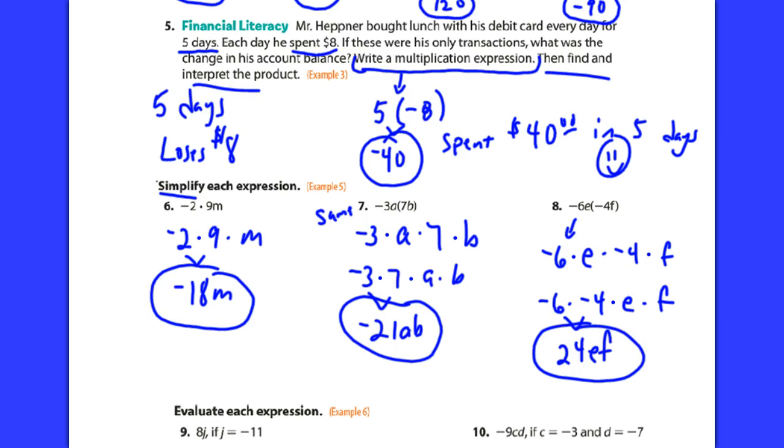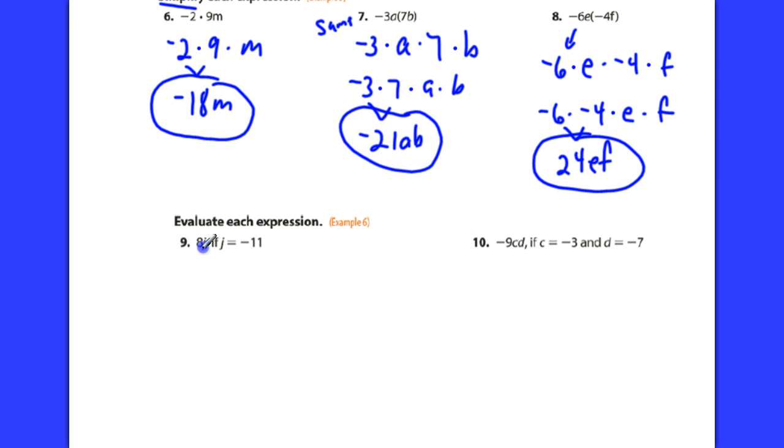We're almost done with this video. Hope you're keeping up. Let's look down at number 9. Number 9, it says evaluate each expression. Okay, remember what evaluate meant from chapter 1? That means to just turn it into a number. You have 8j, that means 8 times j. But then they say j is negative 11, so it means 8 times negative 11. You just substitute that value in there. Positive times a negative is negative, in this case, 88.